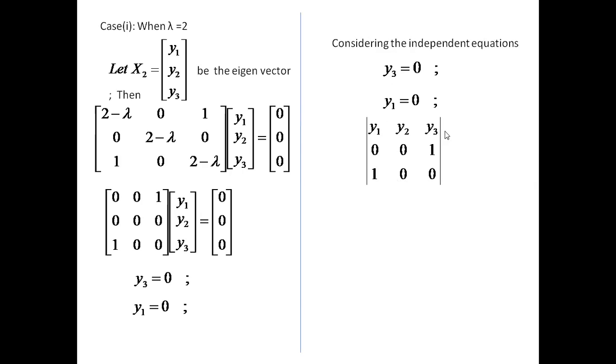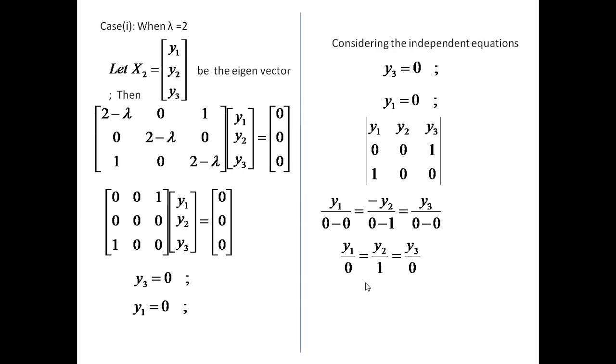Now, how to solve by the cross multiplication method? For y1 by, delete this row and column, so 0 minus 0, 0 into 1, we get 0. For the next one, it's minus y2, remove this column and row, then 0 into 0 minus 1 into 1, this is minus 1 you got. Y3 by, this is 0. So if you simplify, y1 by 0 is equal to minus y2 by minus 1, is equal to y3 by 0.